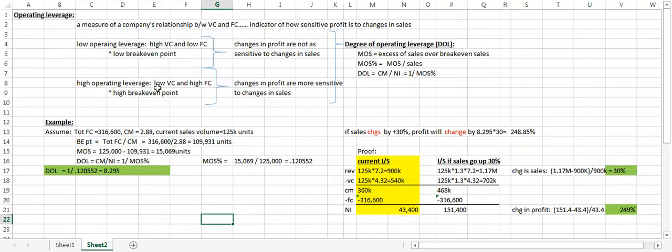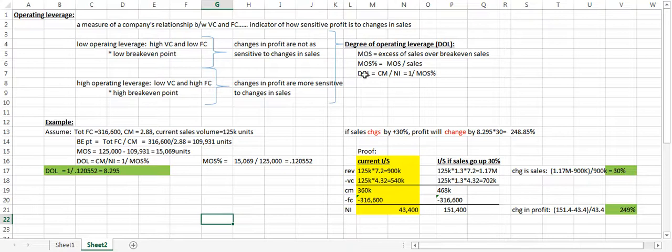So high operating leverage company would be one with low variable cost but a very high fixed cost level. This type of company would have a high break-even point, and changes in profit would be more sensitive with respect to changes in sales. So a common measure used to describe this concept of operating leverage is the degree of operating leverage.